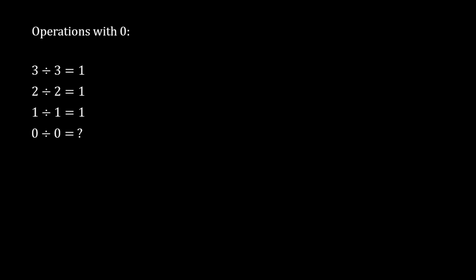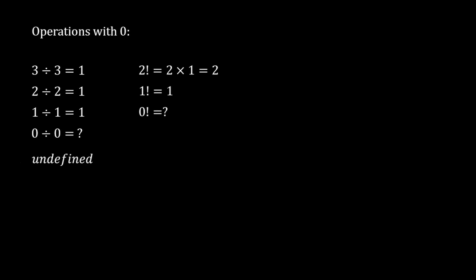Now it's time to move on to the last topic about operations with 0. Everything here will be in the form of short questions and equally short answers. Let's start. 3 divided by 3 is 1. 2 divided by 2 is 1. 1 divided by 1 is 1. What is 0 divided by 0? It's not defined, it's a restricted operation.